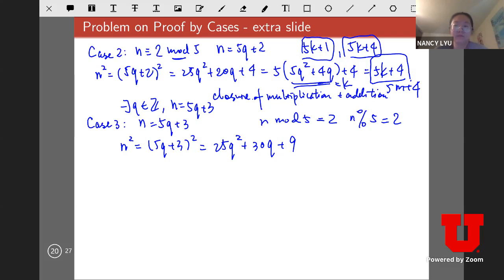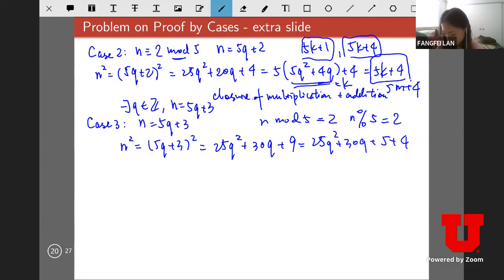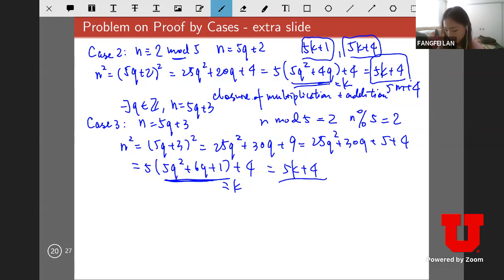Yes. And somebody just added in the chat. Very good. 25q squared plus 30q plus 5 plus 4. Yes, that is a very good observation. And then we take the 5 out. 5q squared plus 6q plus 1, plus 4. And still, by closure and multiplication, we can let this be k, and then this would be 5k plus 4. So we get our third case. Very nice.